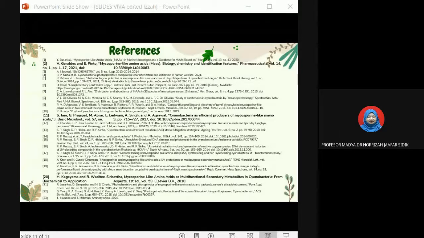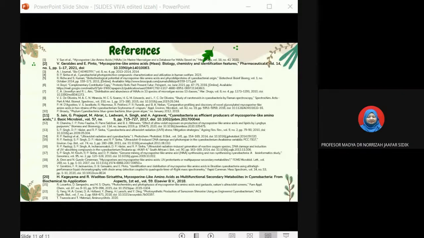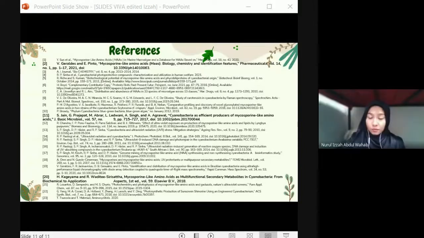So the extraction process is, what are the steps of extraction? The steps for the extraction of the MAAs. Okay, never mind. All right.